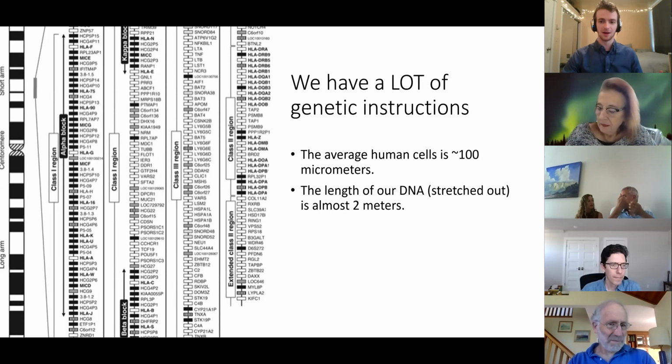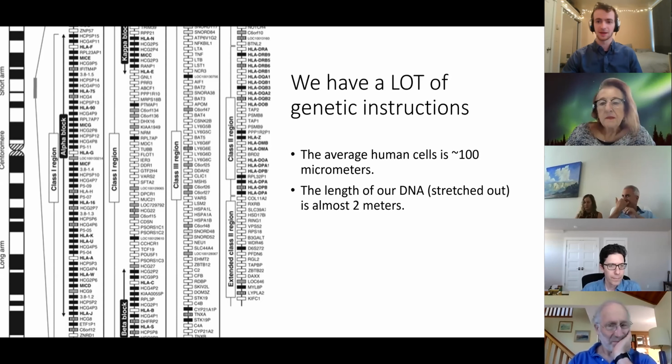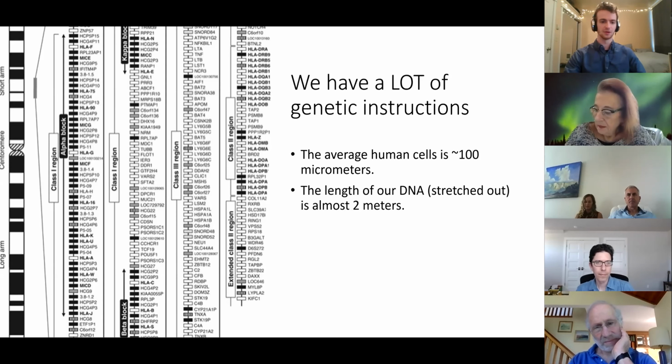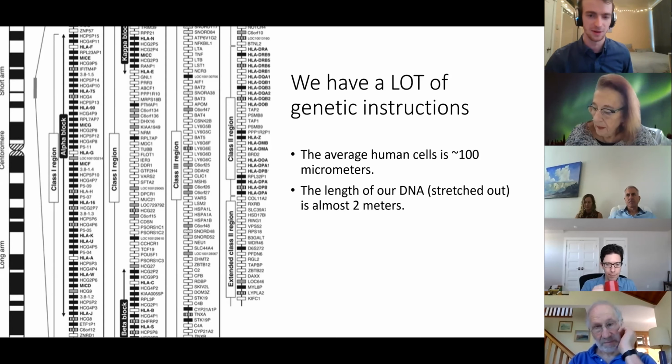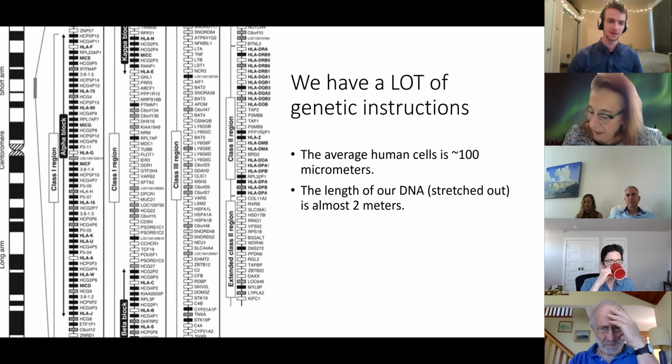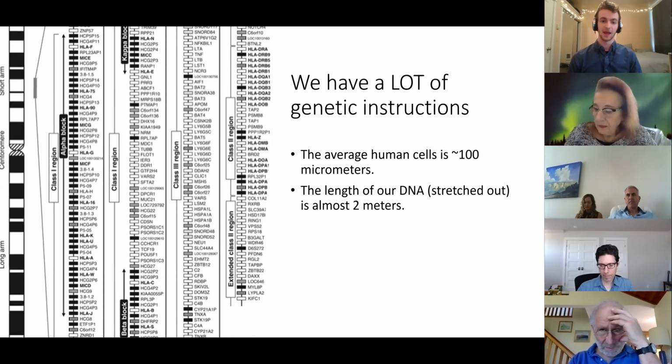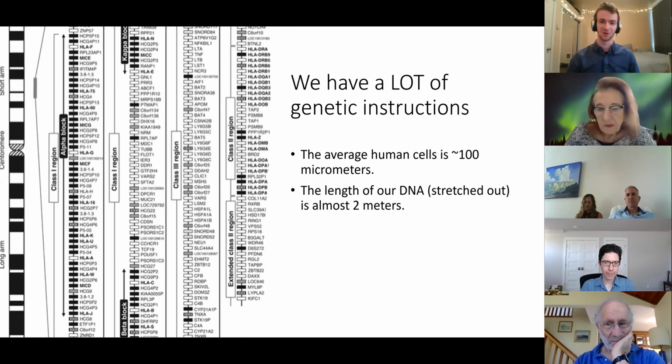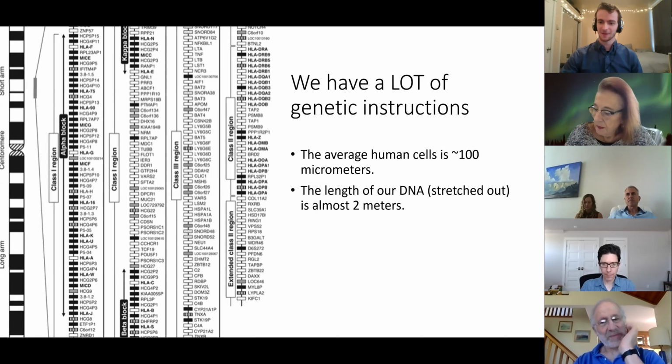And a problem emerges, like, this obviously has to fit somewhere, right? And the average human cell is only about 100 micrometers across, which you can't see with the naked eye. And our DNA, if you stretched it all out, would be almost 2 meters long. So that's a bit of a problem when you want to have a copy of this DNA in every single one of your cells. So how do we fit it all in there?